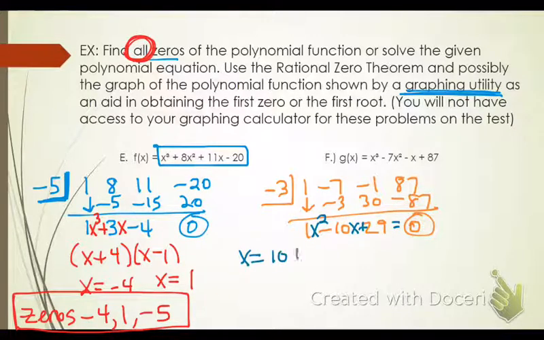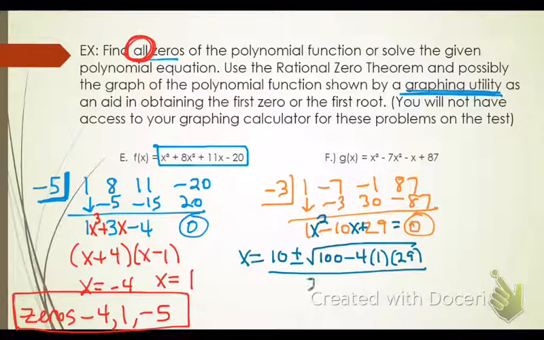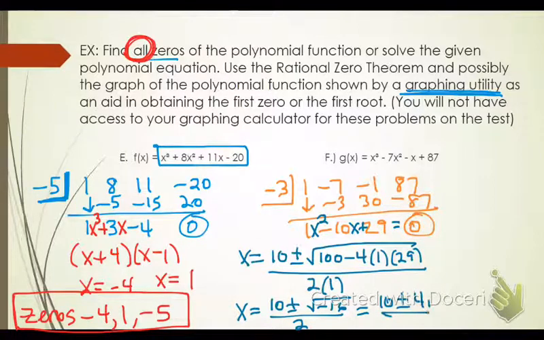So x equals negative b plus or minus the square root of b squared minus 4ac all over 2 times a. So I get 10 plus or minus the square root of negative 16 all over 2. The square root of negative 16 is 4i. So I get 10 plus or minus 4i all over 2. And then since both the 10 and the 4i are divisible by 2, I divide it. So 10 divided by 2 is 5, and 4i divided by 2 is 2i.